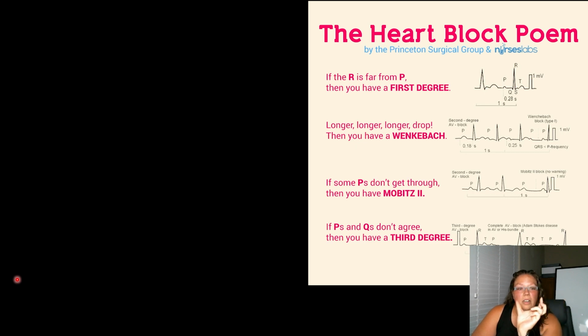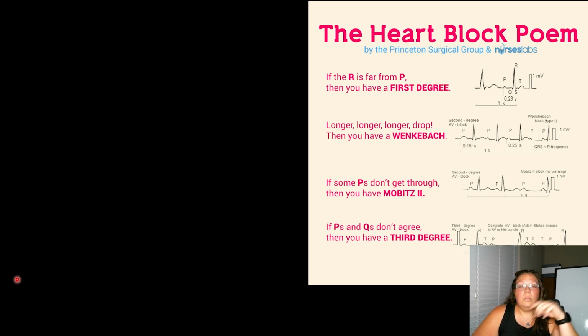Longer, longer, drop, then you have Wenckebach. And sometimes you have longer, longer, longer drop, but longer, longer, longer drop, then you have Wenckebach. And Wenckebach is Mobitz 1, second degree Mobitz 1. If some P's don't get through, if some of the P waves don't talk to the ventricles, it doesn't send the signal down because the AV node is like, bah, your ticket is invalid. If some P's don't go through, then you have Mobitz 2.